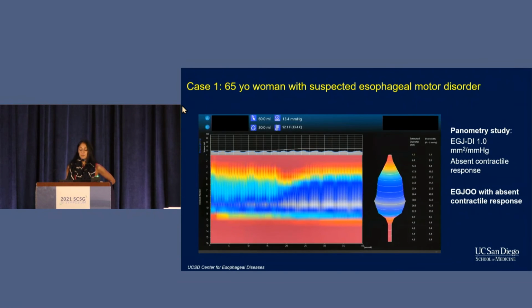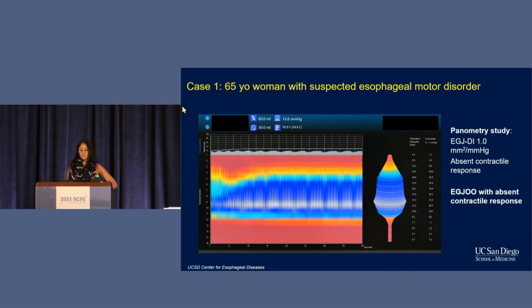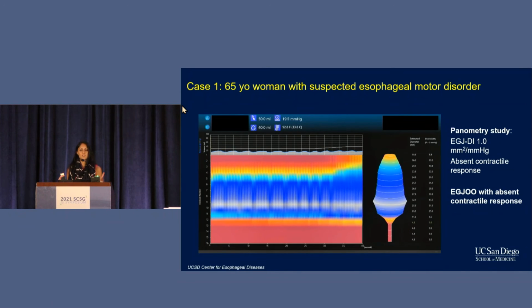So we performed a FLIP, and this is what we see in real time when we do FLIP. Again, the x-axis is time, the y-axis is esophageal length or catheter, and this is at the 60 milliliter fill. You can see at the bottom that it is just staying red, right? That EGJ distensibility index is around 1, and it's not opening. The diameter across the EGJ is 4.7. And there's complete absence of a contractile pattern in the esophageal body. We also got a barium esophagram, but this was certainly consistent with type 1 achalasia, and she ended up getting a laparoscopic Heller myotomy with Dor fundoplication.